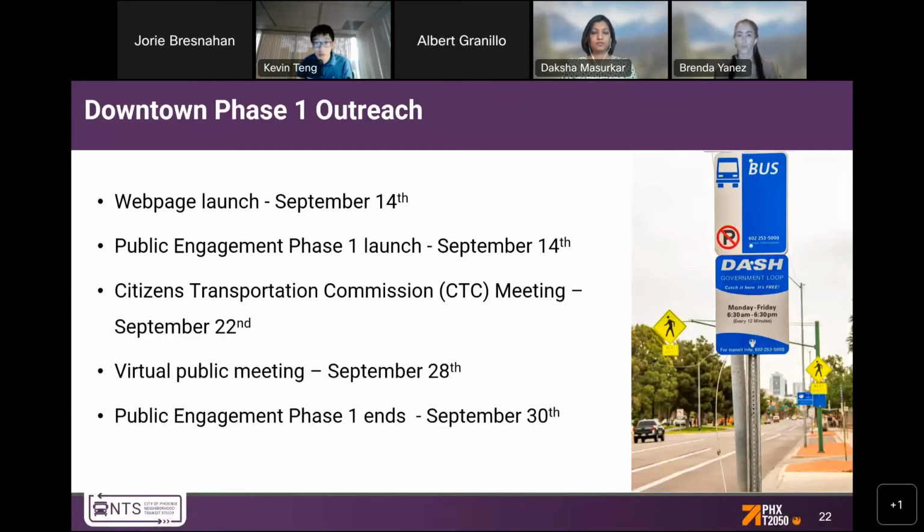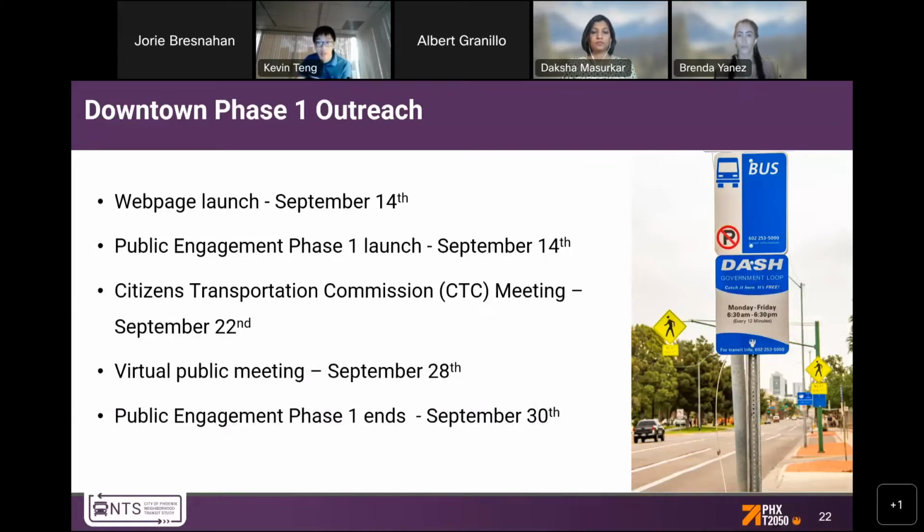And here is the list of events that we have planned for phase one of the outreach. The website was launched a few weeks ago, along with the surveys to the public. As of today, we have received many surveys from the community, so thank you so much for your input. We would love to get some more, of course, from the public. If you haven't already done so, please fill out the survey. We will also show the public where the survey is later on.